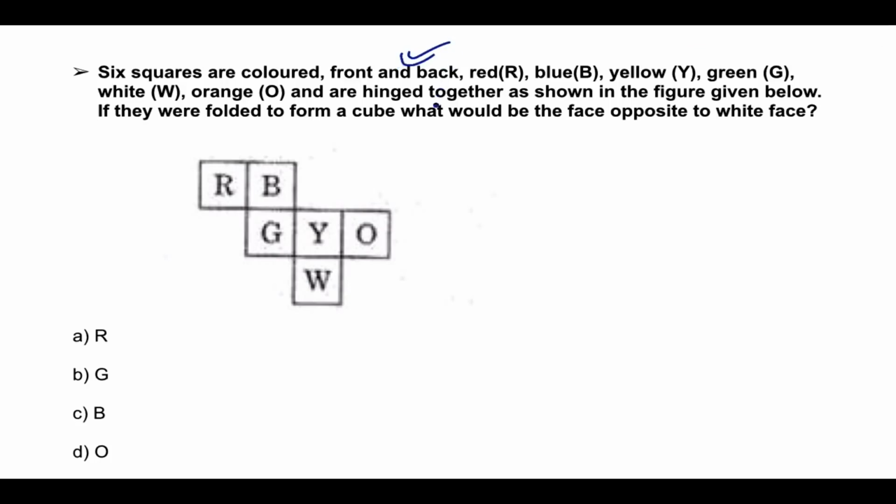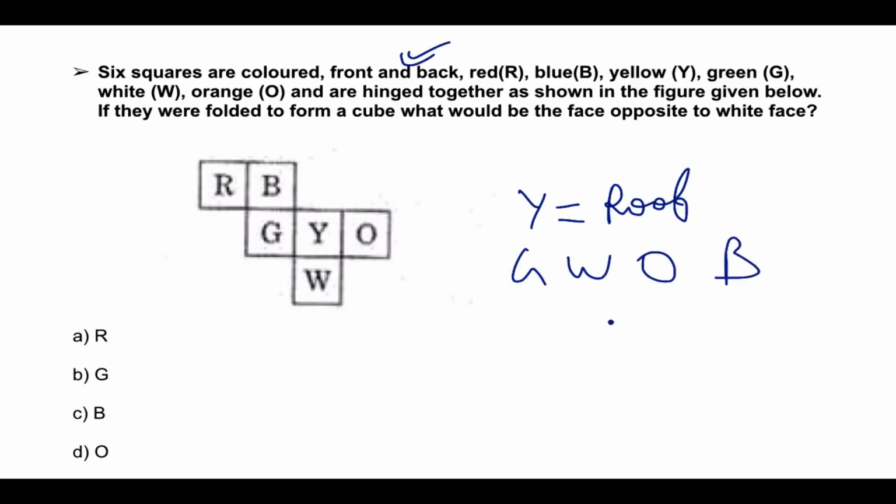6 squares are colored front and back. So this is a typical cube problem. I can't use 3D imagination in this, but you just have to bear with me. Assume Y is the chat, that is also called the roof. Assume Y is the roof and proceed. The 3 walls will be G, W and O and the 4th wall will be B. So the color opposite W is B. Can you imagine it? And R is the color that will form the floor. If you can imagine this, then you can get the answer.